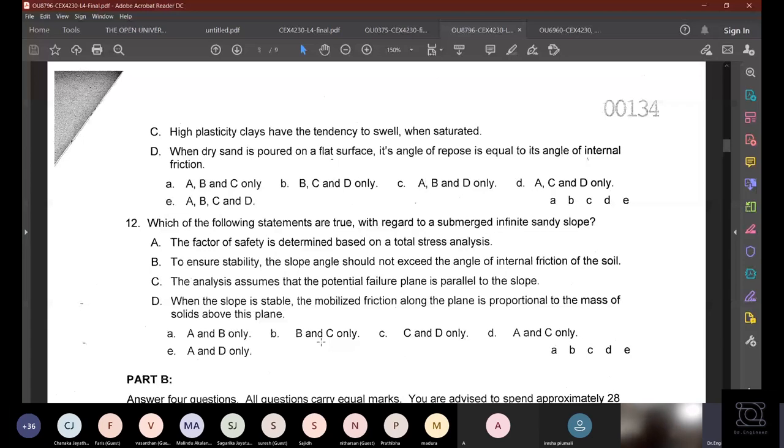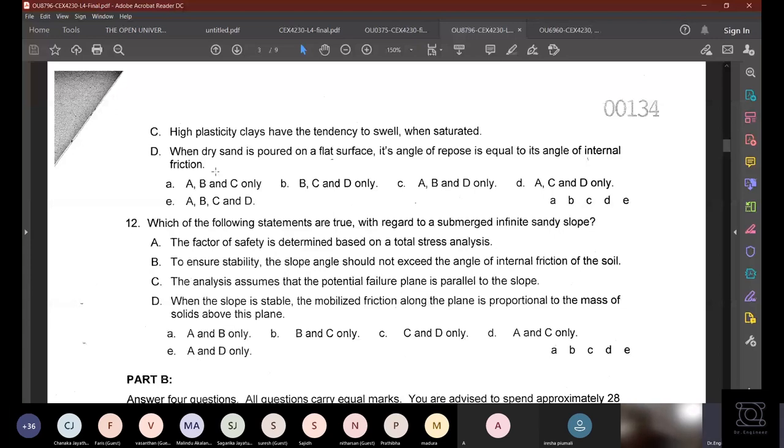When dry sand is poured on a flat surface, its angle of repose is equal to the angle of internal friction. That is also true. So that is the 11th question. The answer is B, the second option. The last part.